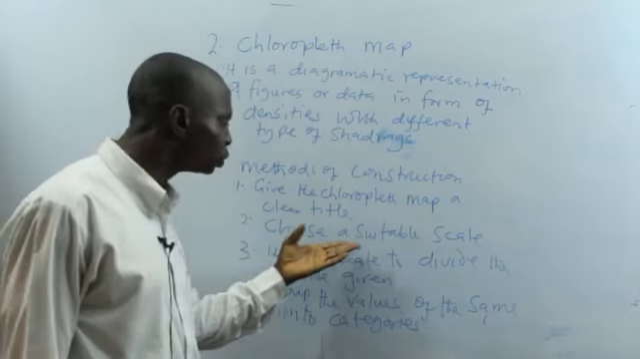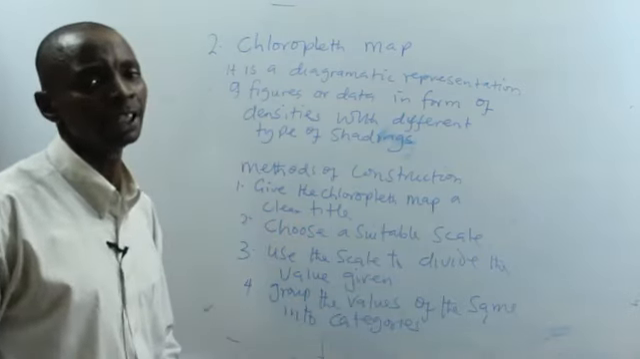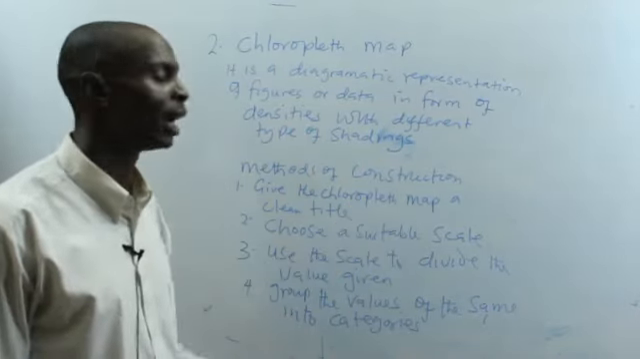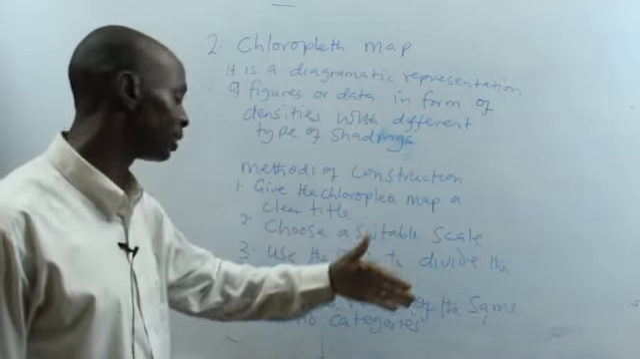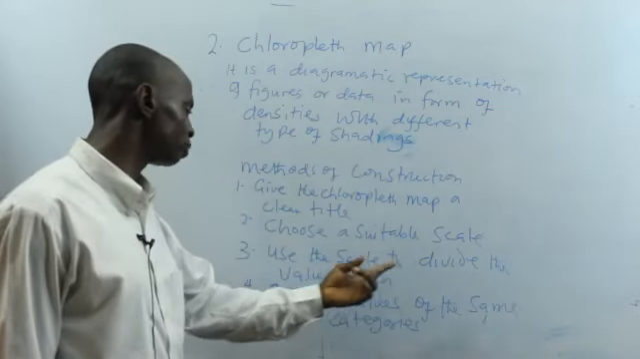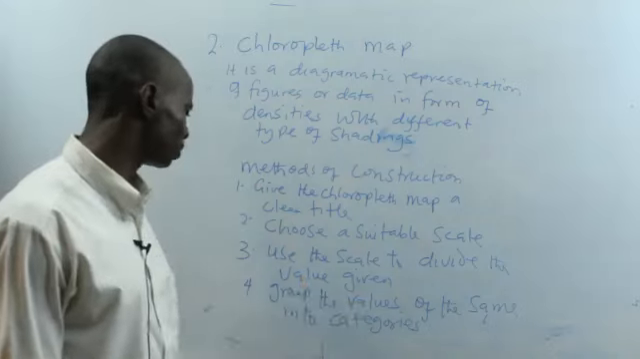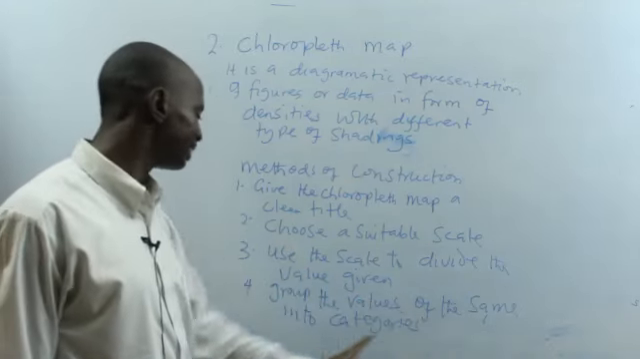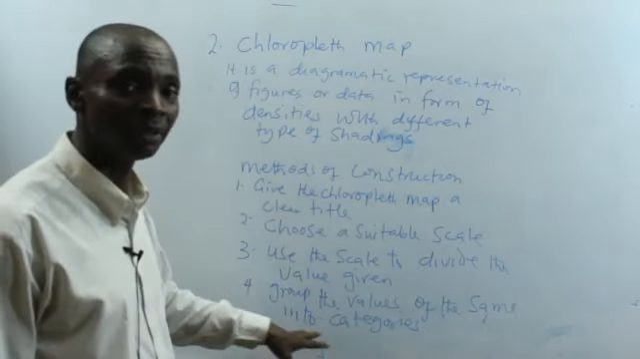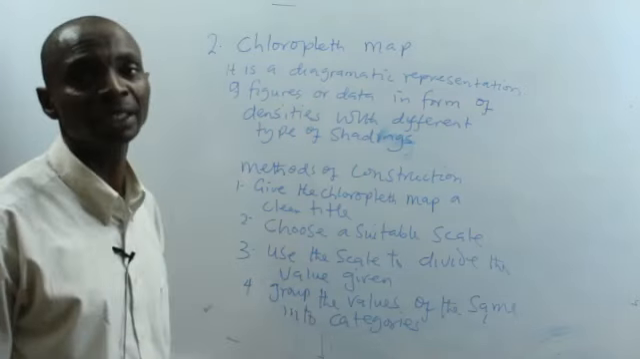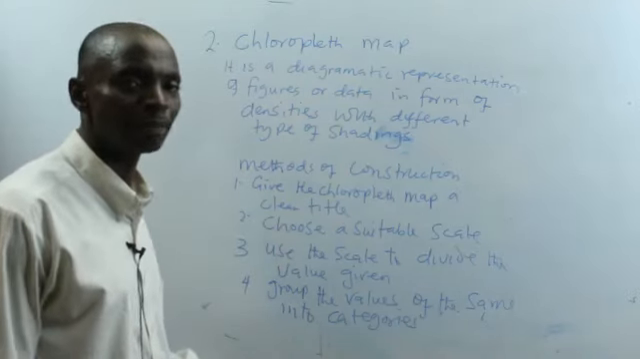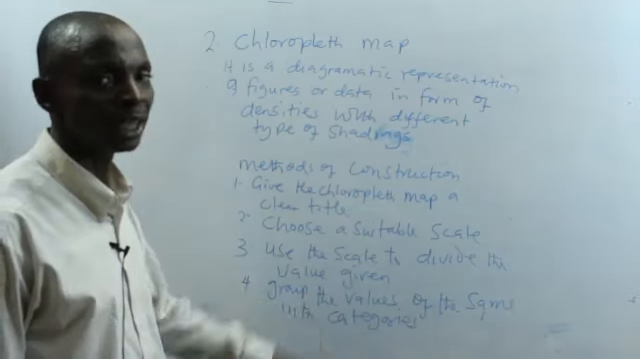Now number 2, choose a suitable scale. The first one, we chose 1 is to 10,000, and we used the value to divide by 10,000 throughout. That gave us the number of dots that we had. Now use the scale to divide the value given. It's the same process, and group the values of the same range into categories. That is where this one is going to differ a little from that of a dot map. So we are going to have an example now. We use these steps to solve that example.